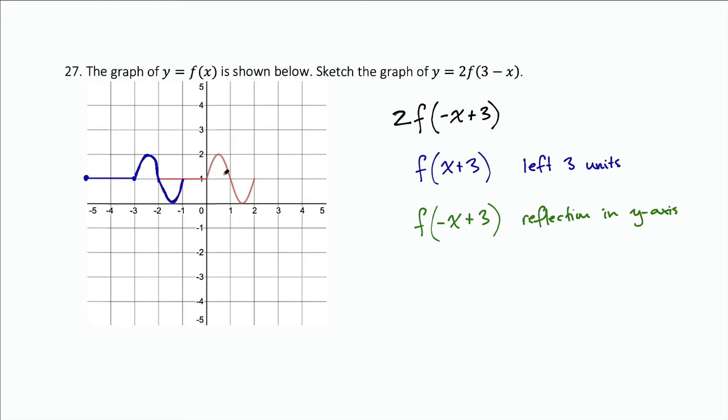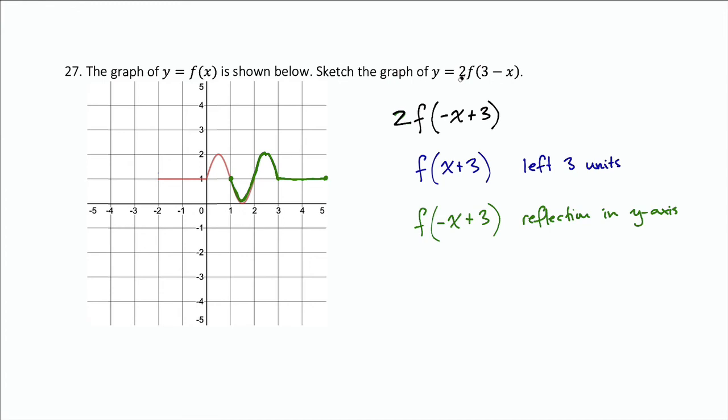So I reflect this over. So this point jumps across to right there, and the negative 5 pops over to a positive 5. Okay, and I'm going to have this straight line over here now, and then my wave. Okay, so there's my reflection. Let's go ahead and get rid of the blue one because we don't need that anymore.